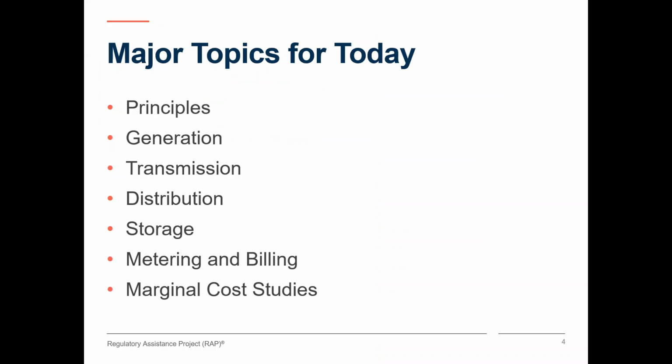Today, we will be going in depth on the more technical parts of the manual, parts 3 and 4, which are about 130 pages long. This is still skimming the surface today, and you can go to the manual for more. I will touch on a couple of key principles first, which come earlier in the manual but provide overarching context. Then we will talk about different functional areas for embedded cost methods: generation, transmission, distribution, storage, and metering and billing. Last but not least, we have a section today on marginal cost studies.